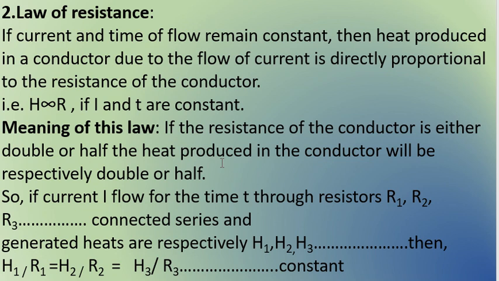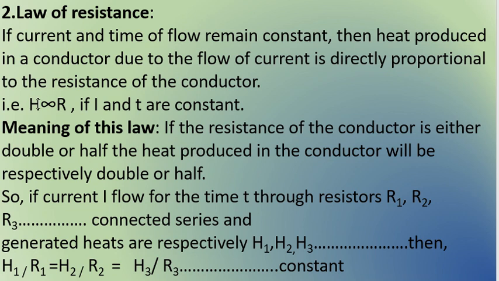So the resistance here is very high. That's why the generated heat will be very high. So if current I flows for the time t through the resistors R1, R2, R3 connected in series and the generated heats are respectively H1, H2, H3, then the second law can be written as H1 by R1 equal to H2 by R2 equal to H3 by R3 equal to constant.